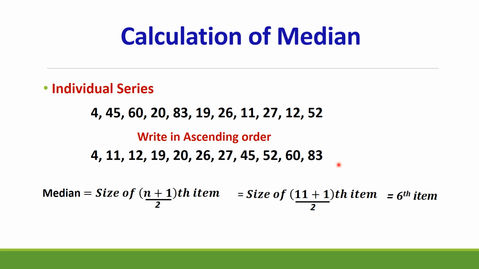That is the 6th item. So which is the 6th one? First one is 4, second is 11, third 12, fourth 19, fifth 20, and the 6th item is 26. So we can understand that 26 is the median of the series.